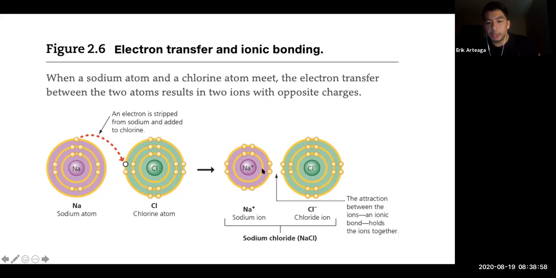The attraction between the ions, an ionic bond, holds the ions together, but again, they can be separated into their ions in aqueous solution. We'll talk about aqueous solution, but that's mainly referring to water, right? You can dissolve salt into water, and that's just separating them out into the sodium and chlorine in the water. But again, we don't really have to worry about the chemistry behind that. We just need to know that ionic bonds are dealing with ions, okay?